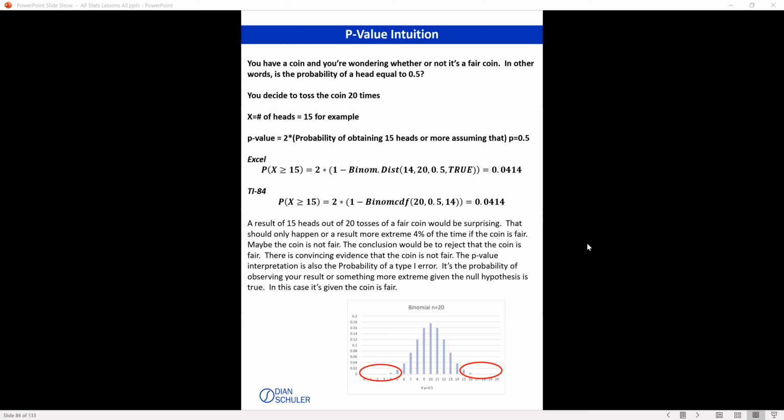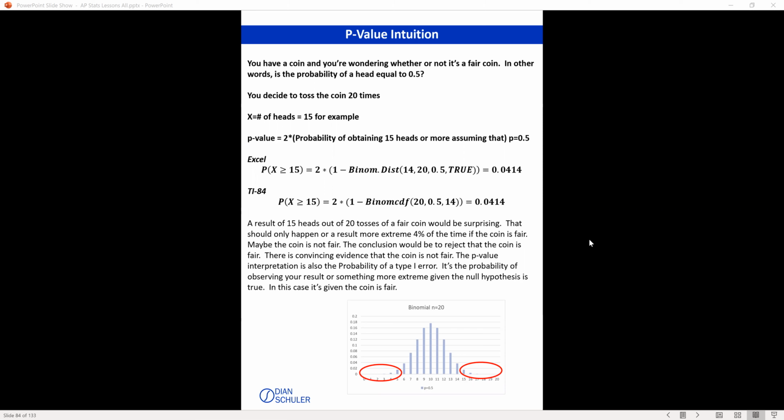So a result of 15 heads out of 20 tosses of a fair coin would be surprising. That should only happen, or a result more extreme, 4% of the time if the coin is fair. So maybe the coin's not fair. The conclusion would be, if our significance level, for example, was 5%, the conclusion would be to reject that the coin is fair. There's convincing evidence the coin is not fair.